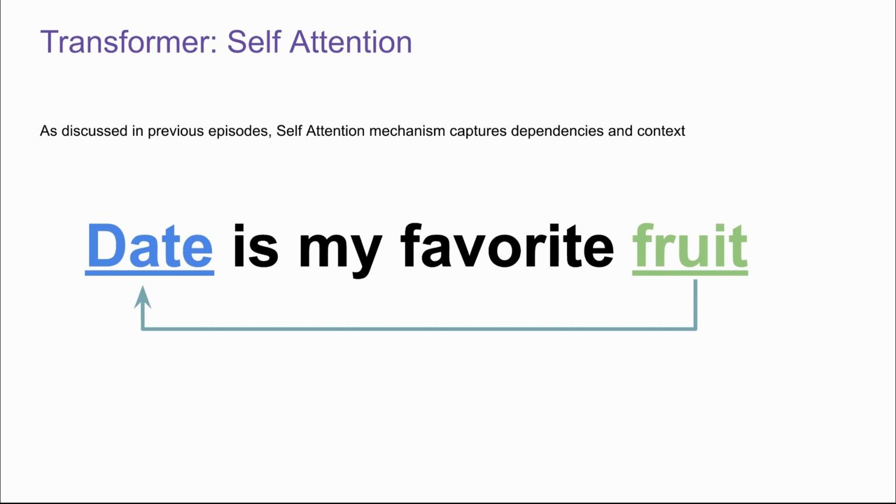As we discussed before, the self-attention mechanism captures dependency and context. In short, "date" normally refers to time, but when we know there's another word in the sentence, "fruit", it captures the context from "fruit", and in this case, "date" most likely refers to the edible fruit instead of the time.